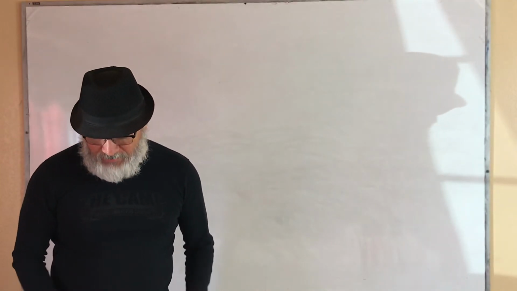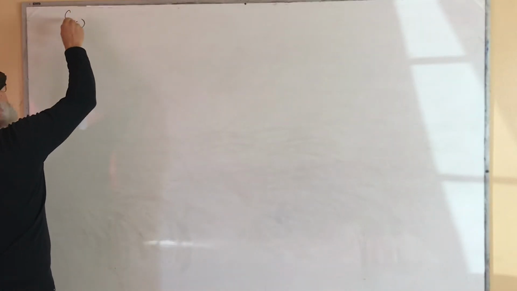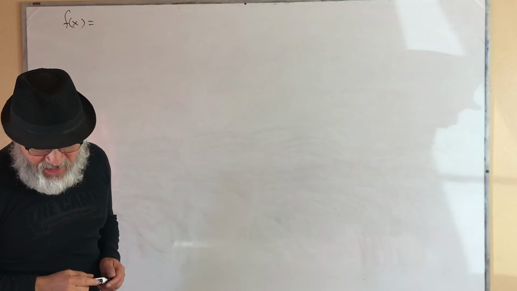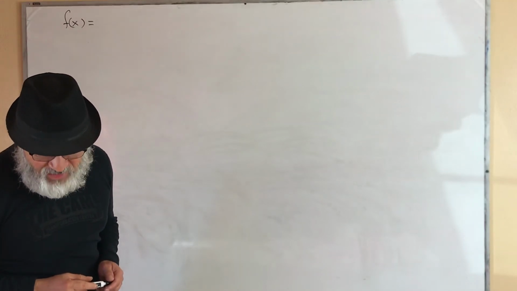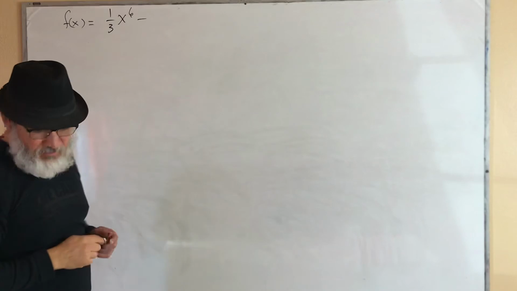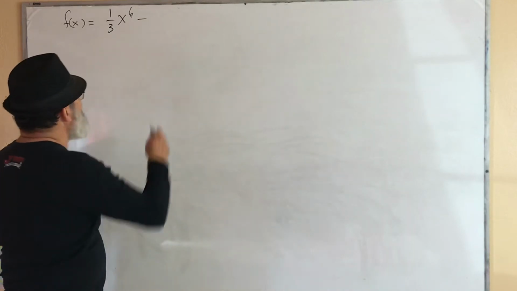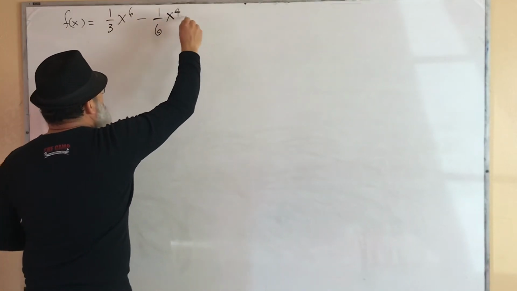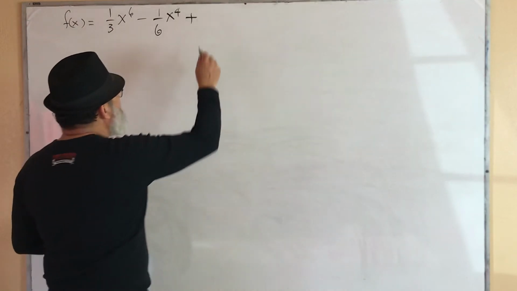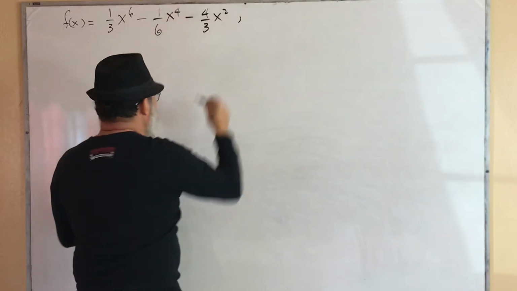Here is a problem. They're saying this, look: f of x equals 1/3 x to the 6th minus 1/6 x to the 4th minus 4/3 x squared. That's f of x.